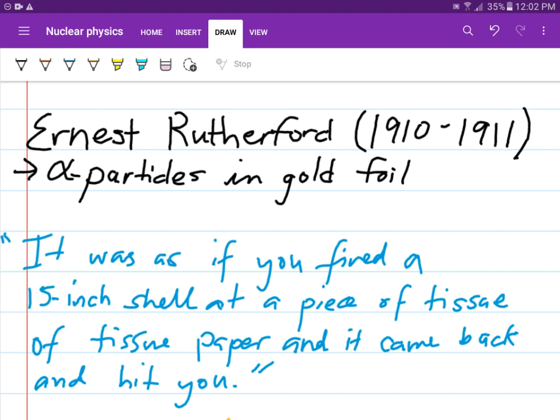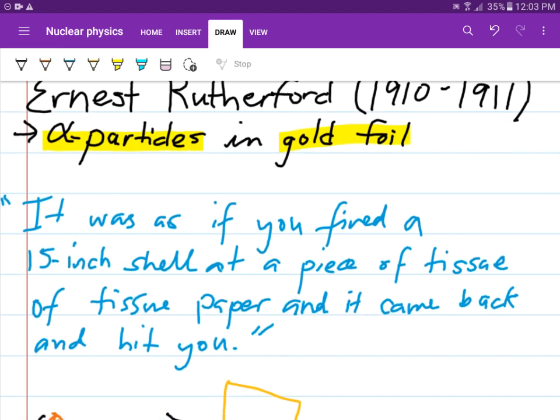So Ernest Rutherford, from 1910 to 1911, conducted an experiment wherein he fired alpha particles towards a gold foil. So let me tell you the result of this experiment. This is his quote. As he fired the alpha particles through the gold foil, he said, "It was as if you fired a 15-inch shell at a piece of tissue paper," where the 15-inch shell was the alpha particles, the tissue paper was the gold foil, "and it came back and hit you."